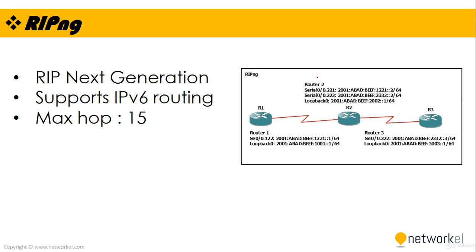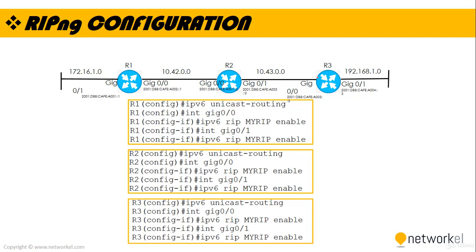RIPng, RIP Next Generation, is an extension of RIP for supporting IP version 6. The maximum hop count, again, we can use in RIPng is 15. So let's go ahead and see how we can configure RIPng in here. To configure RIPng, the first thing we should do on our routers is enabling IP version 6 routing by typing ipv6 unicast-routing for each router.